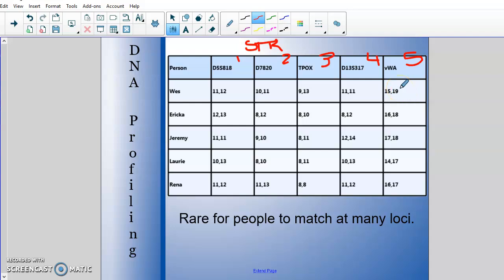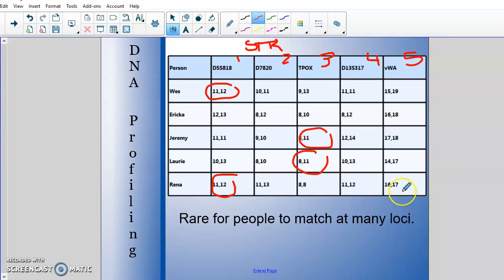So can you see anybody who matched at all 5 locations? You shouldn't be able to. You can see at this one, Wes and Raina matched, but then at the next one they don't match, the next one they don't match, the next one or the next one. And then you can see that at the TPOX, Jeremy and Lori matched at one of them, but not at the other ones, right?